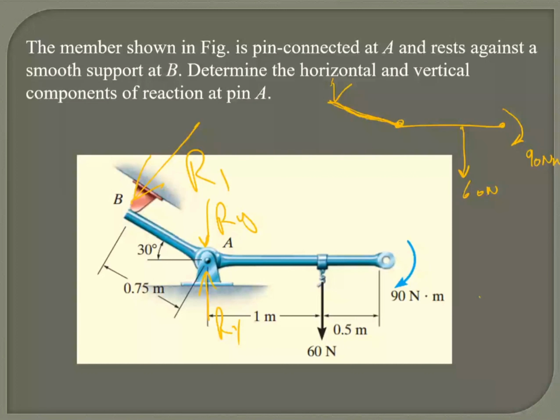How many downward forces we've got? We've got a downward force at B, and we've got a downward force here. Well, looking at this, I would go for this one. Doesn't matter if you pick this one, but let us take that one.